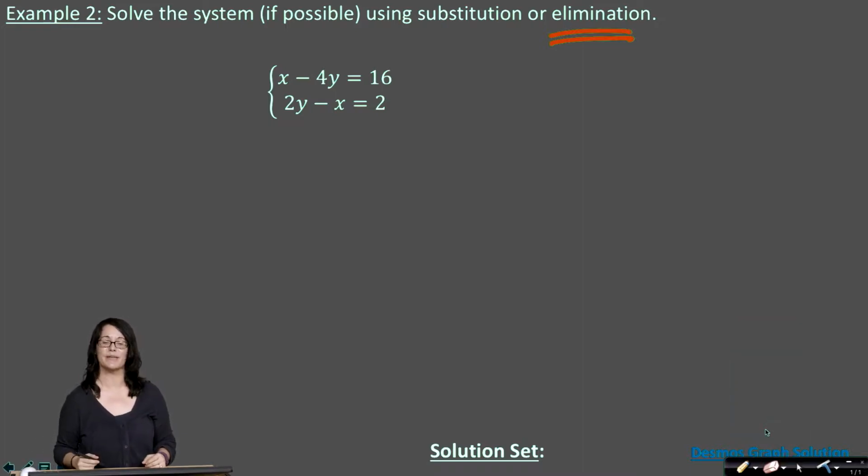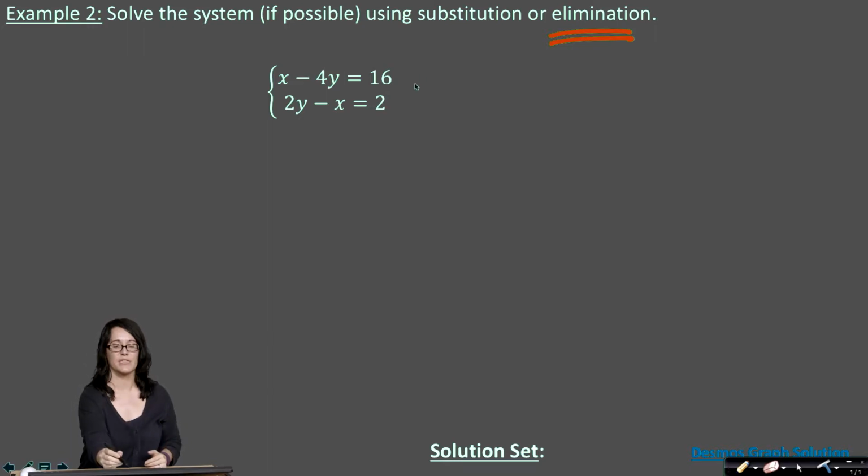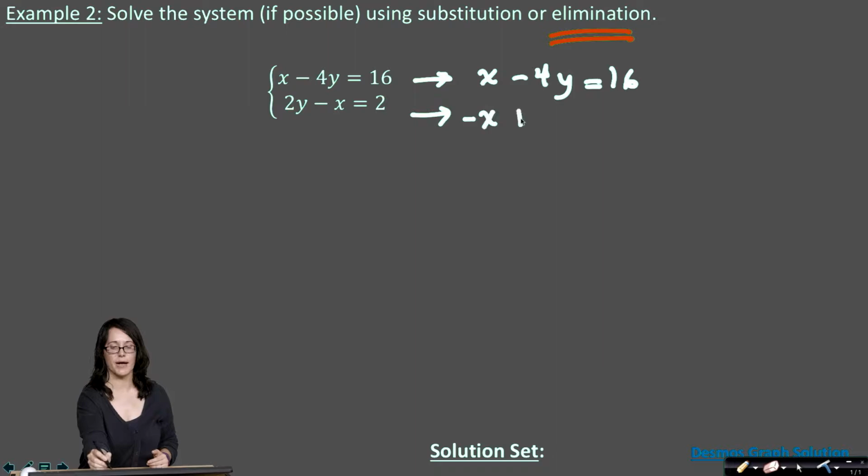Okay, if I was doing elimination on this one, first thing I need to notice, and it's easy to miss, is that my variables have to be lined up. Typically, we go in alphabetical order. So line 1 is x minus 4y equaling 16. And line 2, if you rewrote the order, is negative x in front and positive 2y second equaling 2.